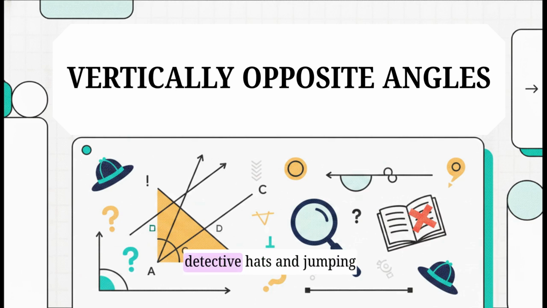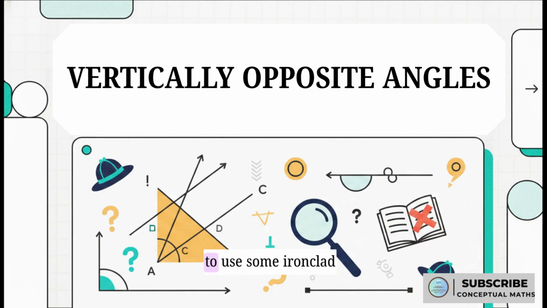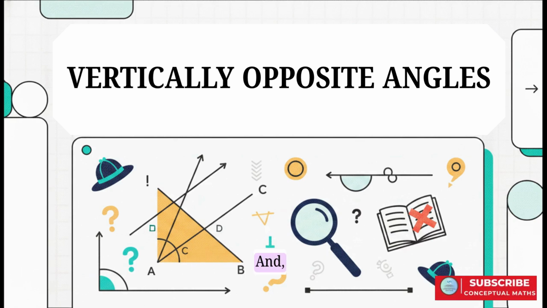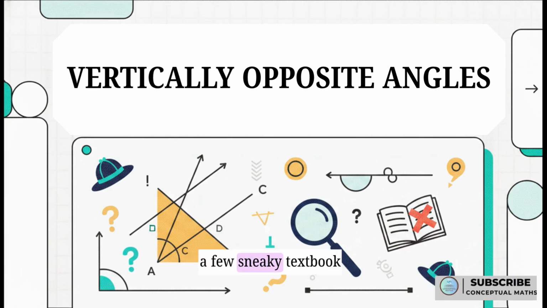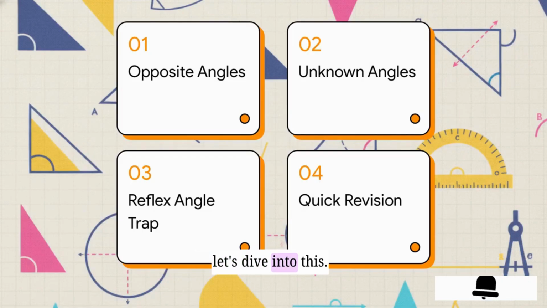Today, we're putting on our detective hats and jumping into an explainer all about angles. We're going to use some ironclad rules of math to solve some truly fascinating mysteries hidden inside intersecting lines. And, we might even catch a few sneaky textbook mistakes along the way. Okay, let's dive into this.